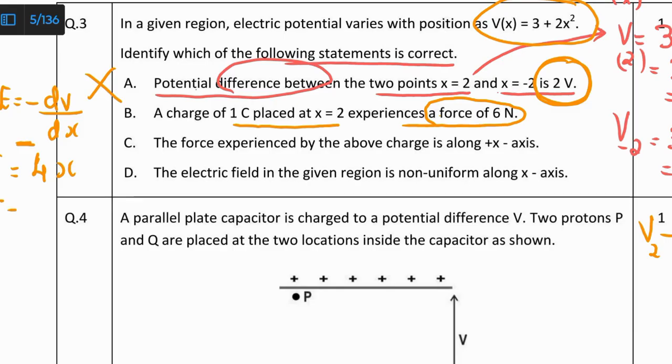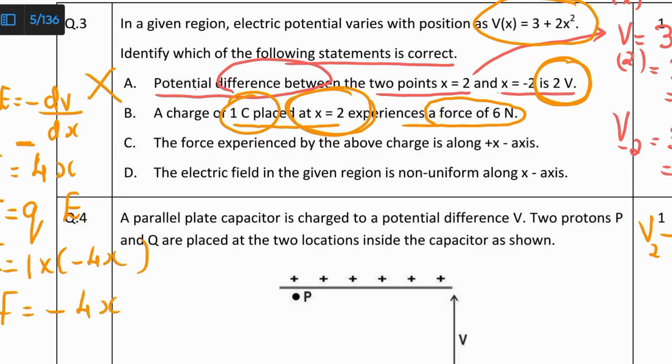Now you can find the force. What is the formula for force? Force F is equal to QE. Right? Q value, as they said, is 1 coulomb. So 1 into electric field, which is minus 4x. So force F is equal to minus 4x. And they are asking, when x is equal to 2, what is the force? Let's see. F is equal to minus 4 into 2. So the answer is minus 8 Newton. But in the given question they said 6 Newton. So that is also wrong.